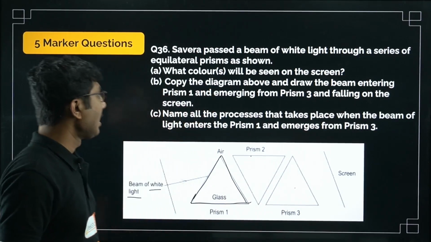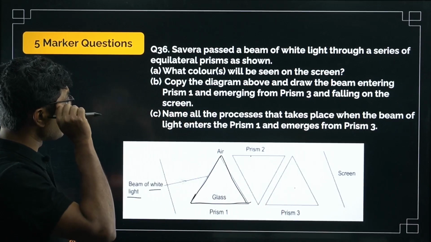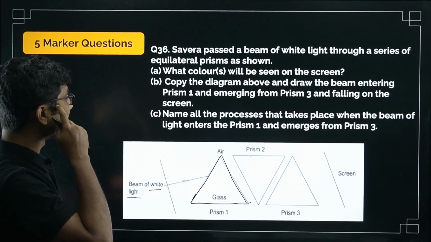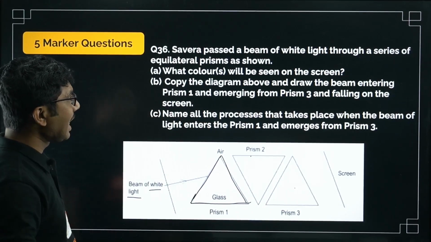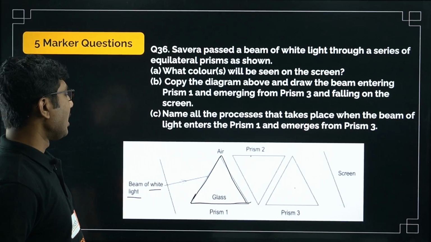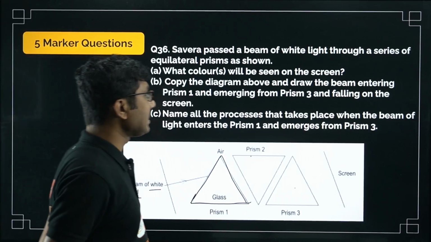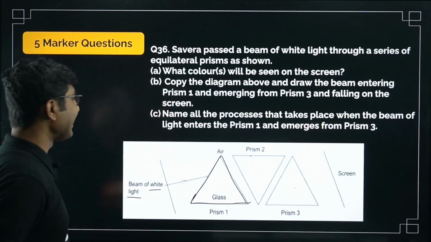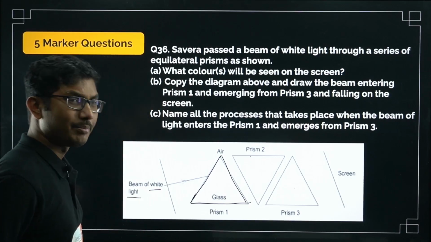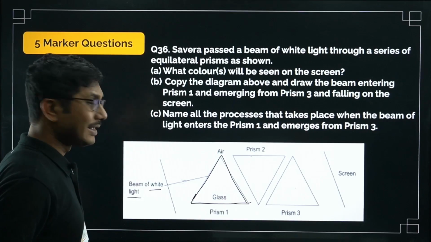What will happen? Copy the diagram above and draw the beam entering prism 1 and emerging from prism 3 and falling on the screen. Name all the processes that take place when the beam of light enters prism 1 and emerges from prism 3. So very interesting question.